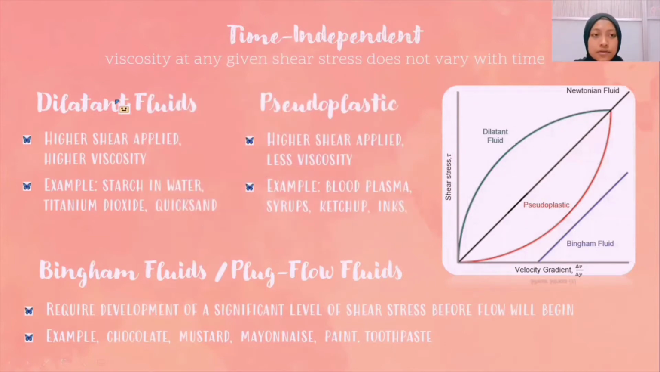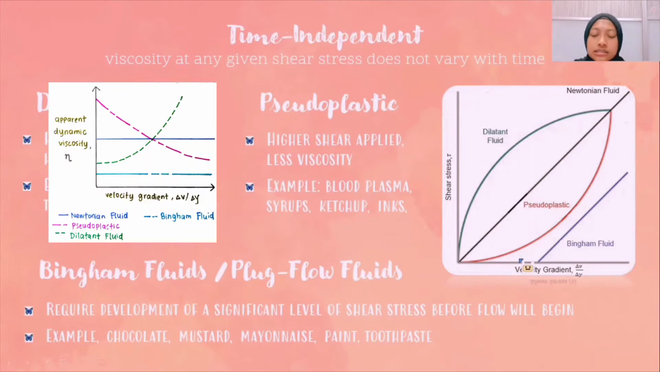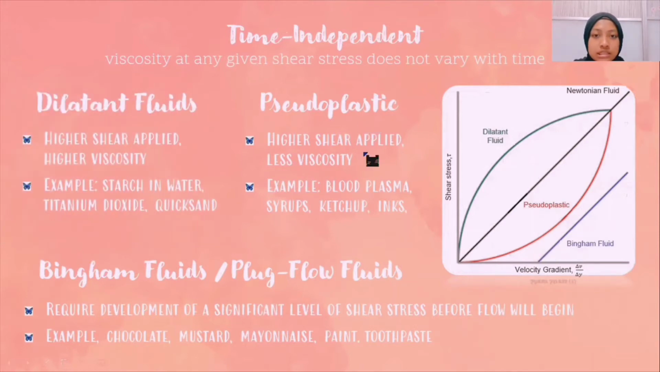The example for dilatant fluid is starch in water, titanium dioxide, and quicksand. For pseudoplastic, as you can see here in the pseudoplastic graph, the higher the shear stress applied, the more the slope decreases with increasing velocity gradient, which means it has less viscosity. Examples for pseudoplastic are blood plasma, syrups, ketchup, and inks.